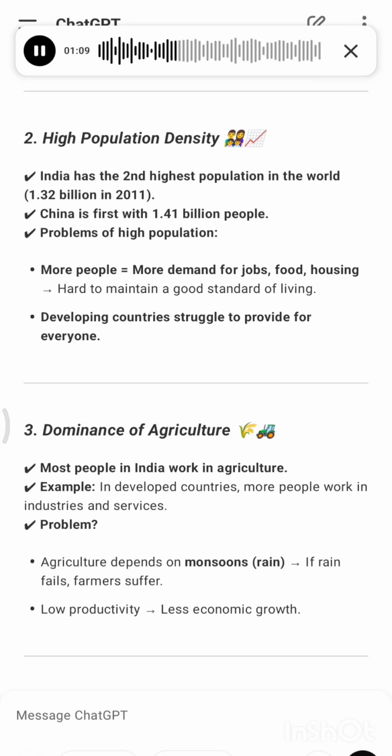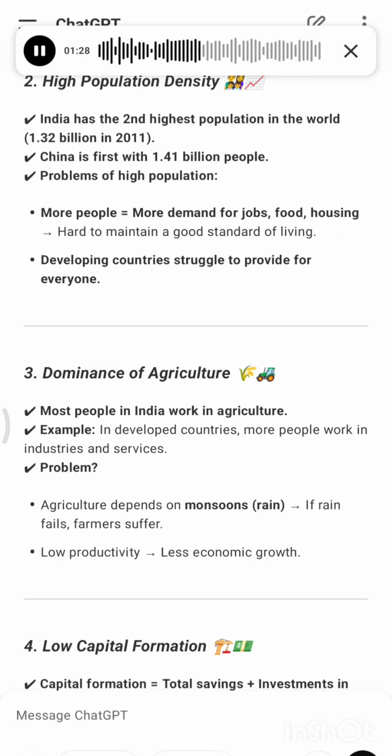3. Dominance of agriculture. Most people in India work in agriculture. Example, in developed countries, more people work in industries and services. Problem: agriculture depends on monsoons, rain. If rain fails, farmers suffer. Low productivity means less economic growth.